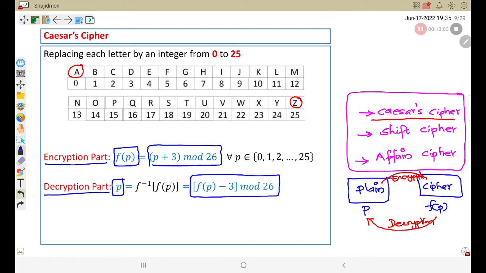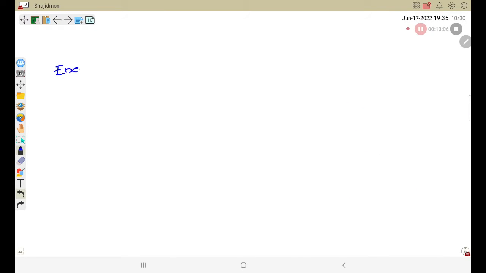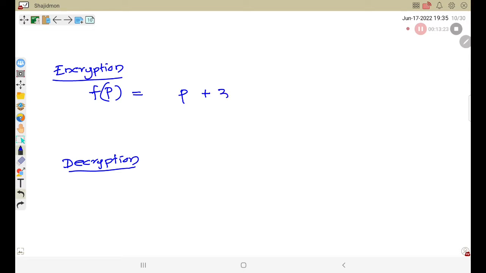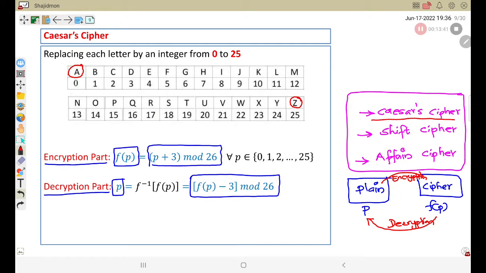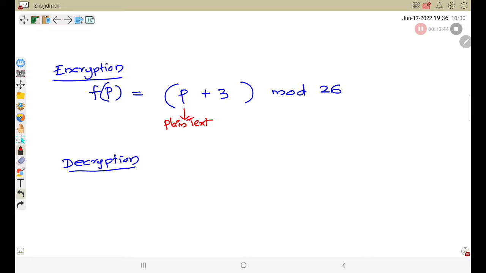So be careful with these two, especially the notations: the encryption part and decryption part in Caesar cipher. Encryption means f of P equals P number plus 3, mod 26. This P number we are calling the plain text number, that means the English alphabet numbers, for example A means 0, B means 1.